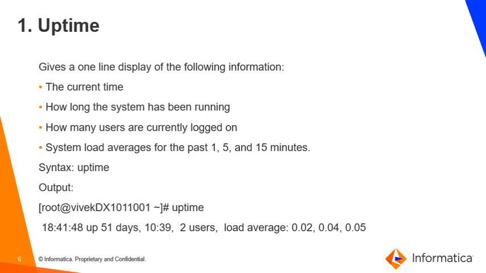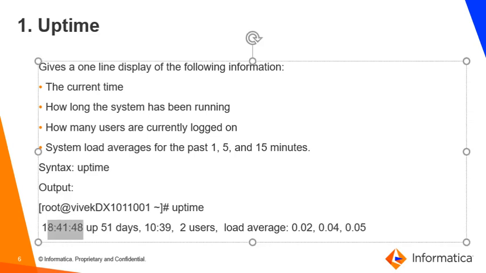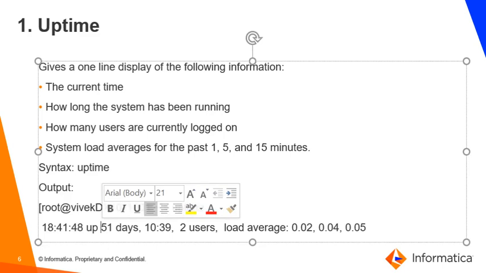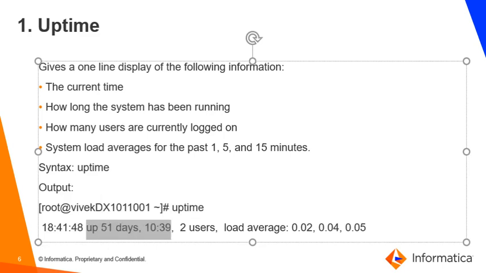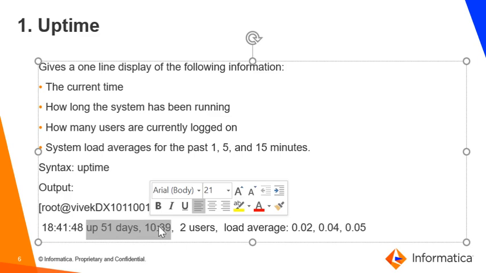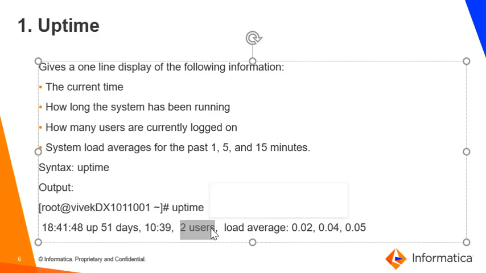It is showing the current time of the server, and next it shows since when the server has been up and running. Here, for the last 51 days, 10 hours, 39 minutes, the server is up and running, 2 users are logged in, and the load average for the past 1 minute is 0.25, for the past 5 minutes is 0.04, and for the last 15 minutes is 0.05.